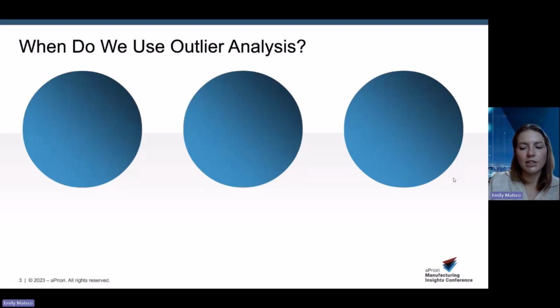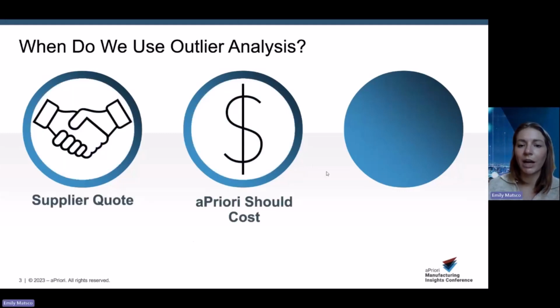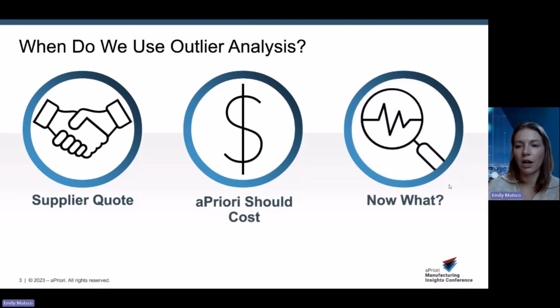And at what stage? So we have the supplier quote, we have the aPriori should cost, now what? And that now what is where the cost outlier analysis really lives. So you do want your supplier quotes first so that you can compare them. And then you want to go through your aPriori should cost analysis.